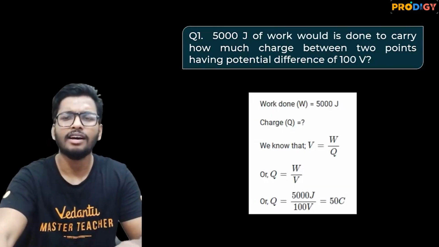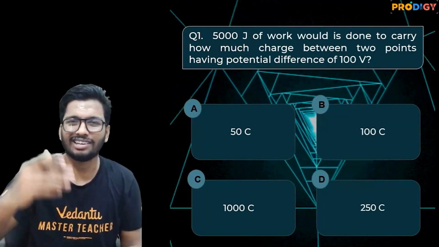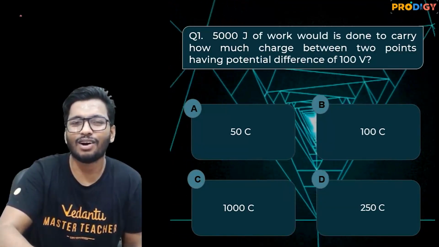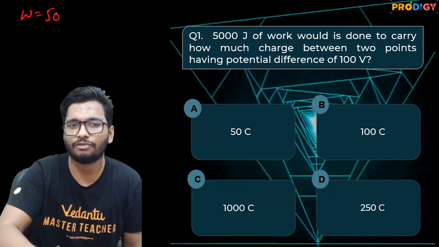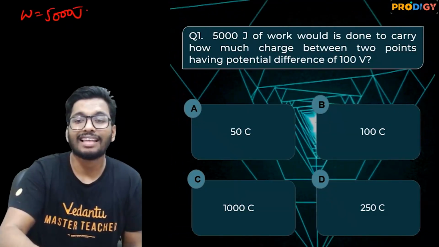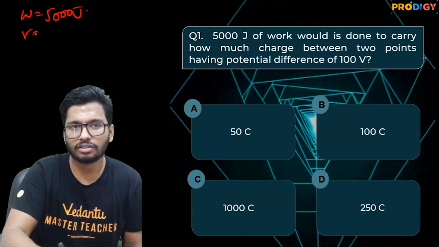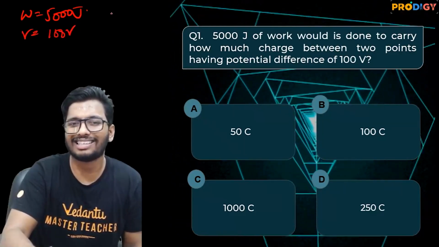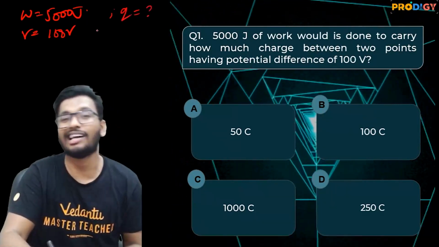Quite an easy question. All right, anyways, let's try to solve this, guys. First of all, the work done is given as 5,000 joules. They've also given you the potential difference as 100 volts. You're asked to find out what the charge is, right? That is what you're asked to do.